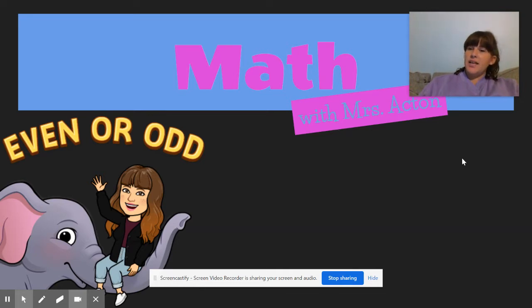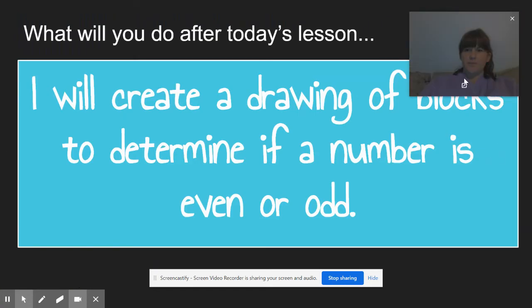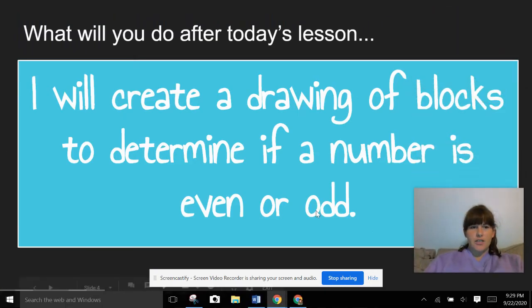All right, so we're doing Math with Miss Acton today, and we're going to be working on even and odd numbers. Pretty fun day today. So what you'll be able to do after today's math lesson with Miss Acton is I will create a drawing of blocks to determine if a number is even or odd. So basically a problem is going to come up with a number in it, and then you're going to use drawings of blocks, which are those connecting blocks, the unifix cubes that Miss Acton show you, and you know what I'm talking about once we get started, to determine if a number is even or odd. So basically just using a strategy to find out if a number is even or odd.